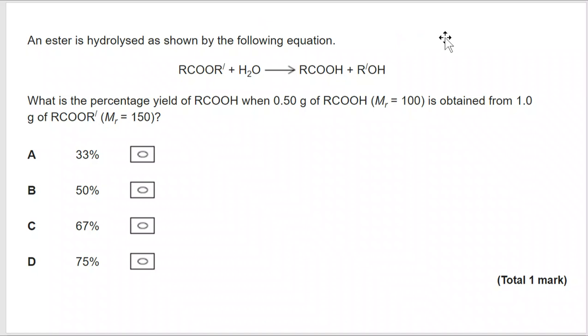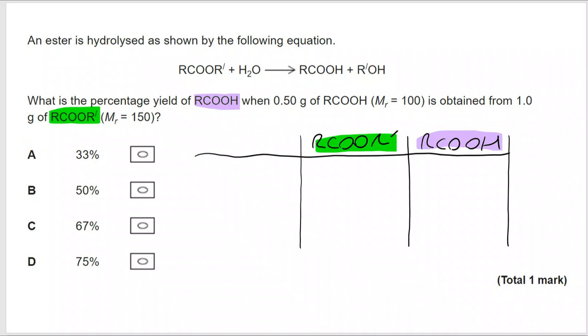On this one it looks slightly unusual, but it is reacting masses. We're starting with RCOOR' and we're ending with RCOOH. And we are starting with 1 gram of the RCOOR'. So let's build our table. The species we know about and the species we want to know about. We know we made 0.5 grams, but it's a percentage yield question as well. So we need to find out what the maximum theoretical mass of RCOOH would be.